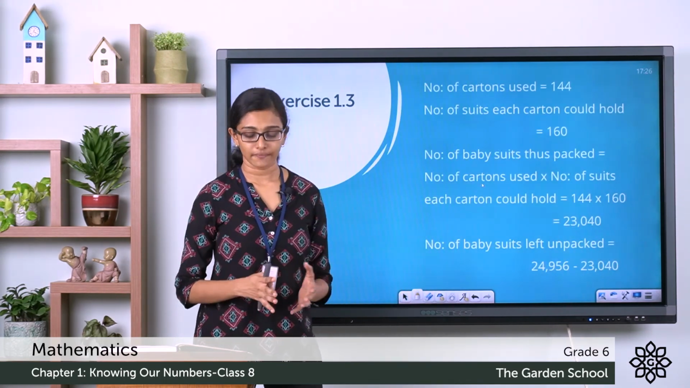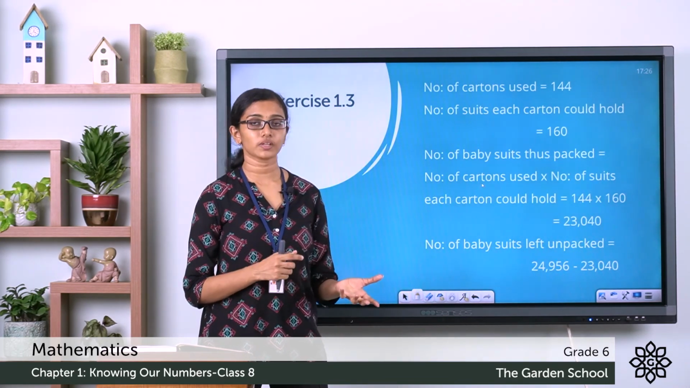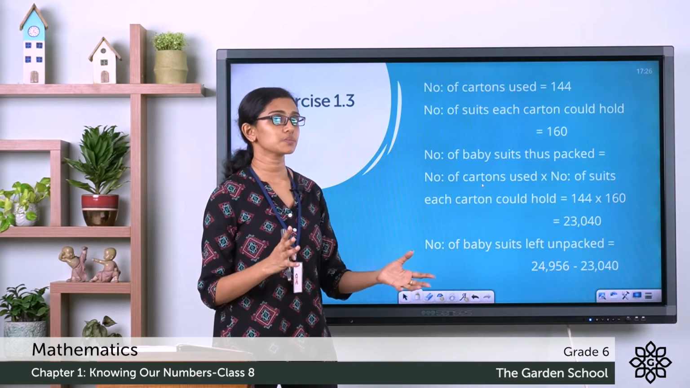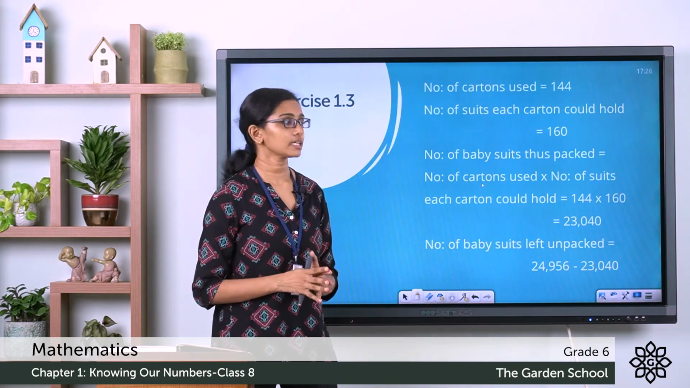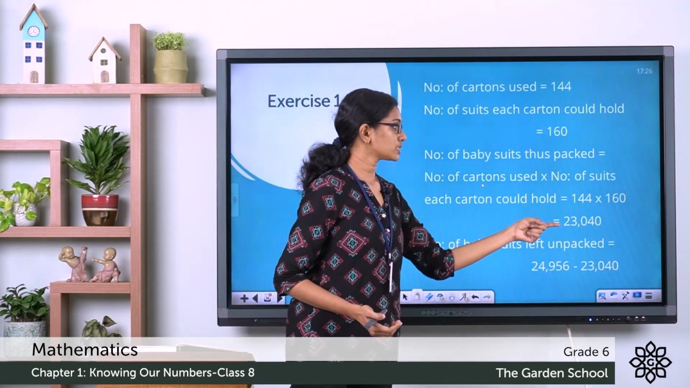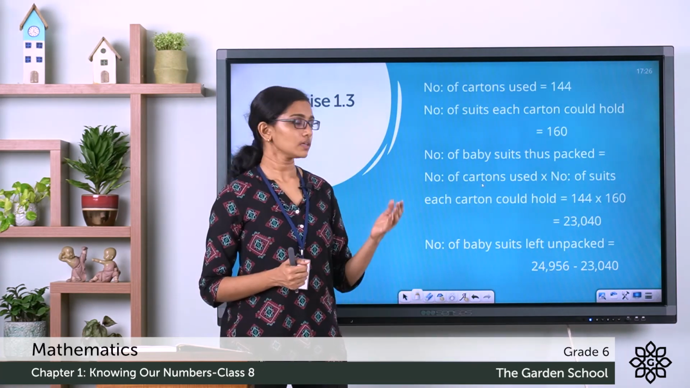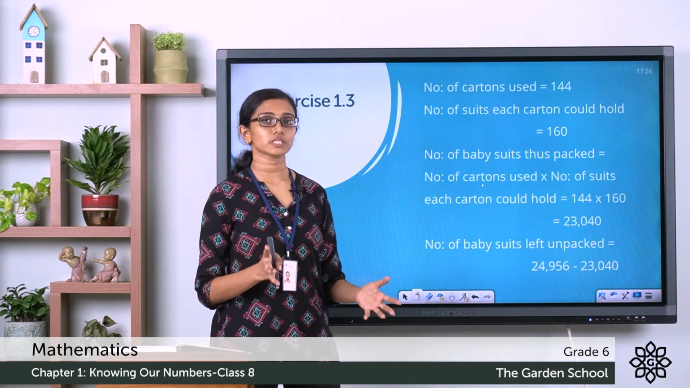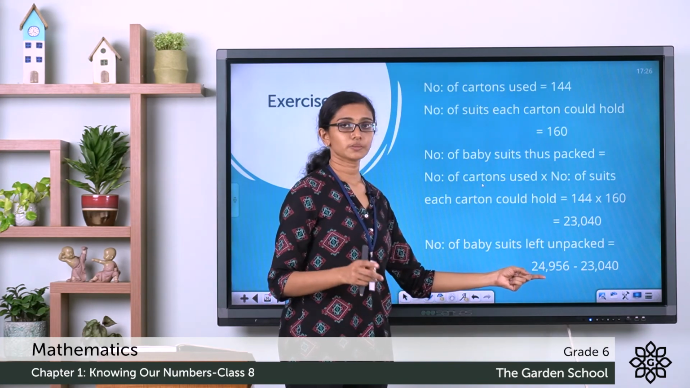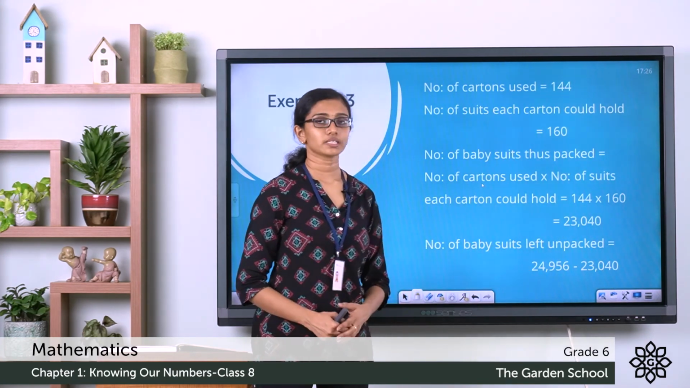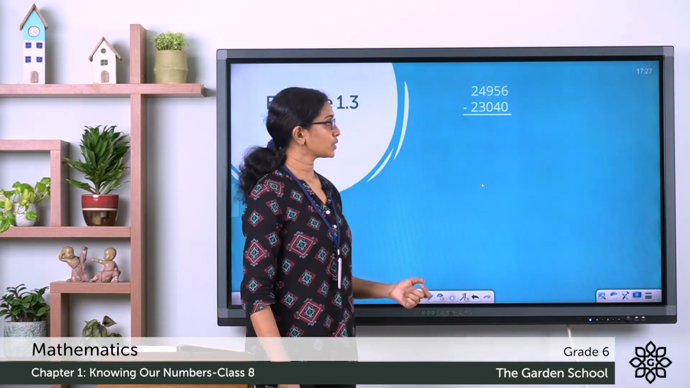But in the question they have told us that per day they make 24,956 baby suits. So you see there is a difference between these numbers. And how do we find out the number of baby suits left unpacked? So this is the number of baby suits they packed, and this is the number of baby suits they make in a day. So to find out the number of baby suits left unpacked, you need to just find out the difference between these two numbers. That is the number of baby suits made in a day, 24,956, minus the number of suits they packed, 23,040. You need to find the difference.